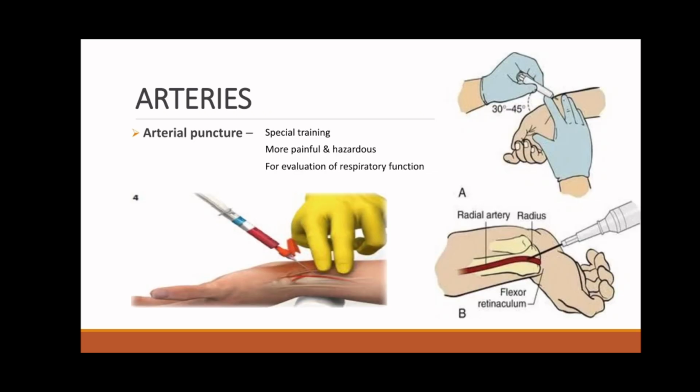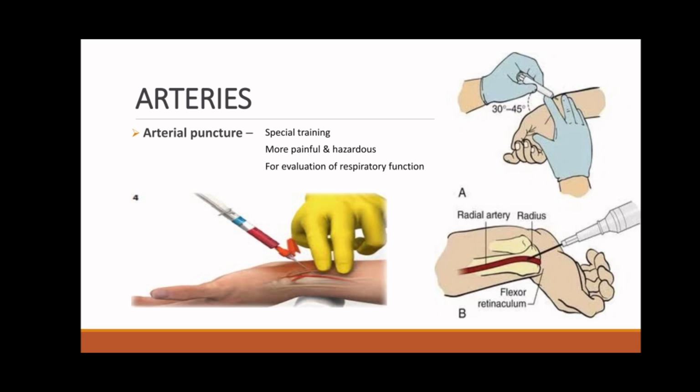The arteries too can be a site for venipuncture, but you call this one arterial puncture. This requires special training to perform, is more painful and hazardous to the patient, and is generally limited to the collection of arterial blood gas specimens. These ABG specimens are for the evaluation of respiratory function. Arterial puncture for ABG collection will be explained to you soon in your next topic.